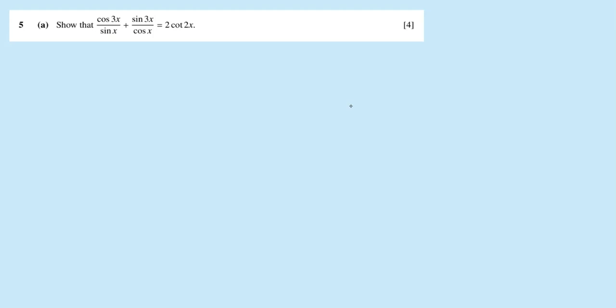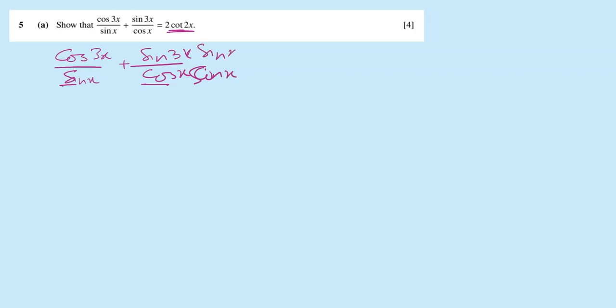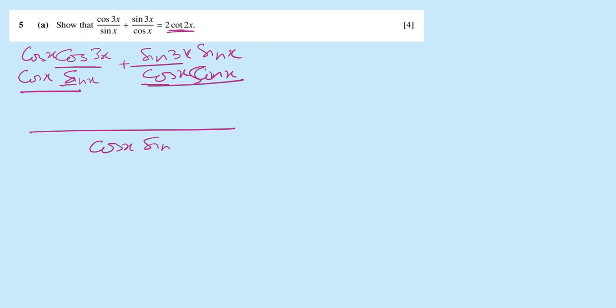Part A of the question is about an identity. Let me write the LHS again because we'll need to do something extra on this. So this is LHS. So now since our RHS has just one term, that means these two rational expressions must be merged to become one. And for that we have to write their LCM. And I will multiply this up and down by sin x and this one up and down by cos x, so that they have same denominator, which is cos x sin x.